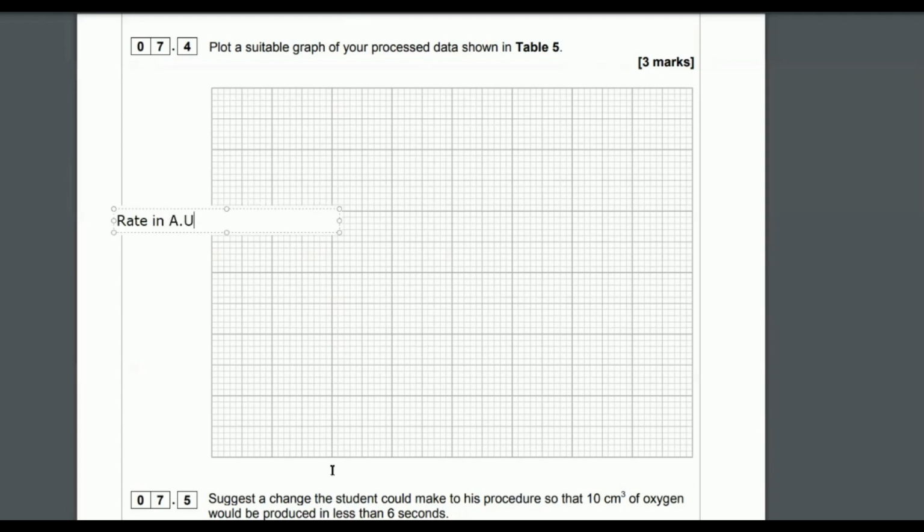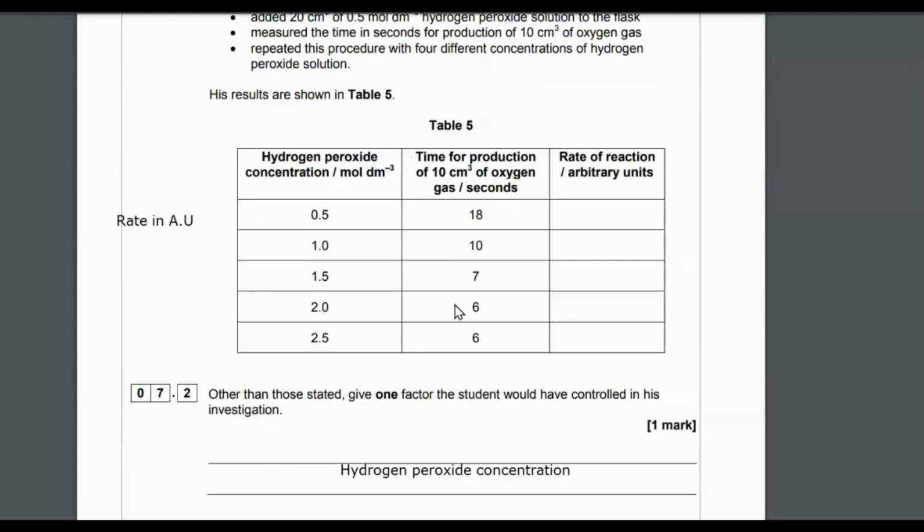Right, now we've got to plot a graph. This is just testing your graph skills. So I'm labeling the axes of the graph. That's always going to get you a mark. But I need to show you how I know that rate would be on the left, the y-axis, and hydrogen peroxide concentration would be on the x-axis.